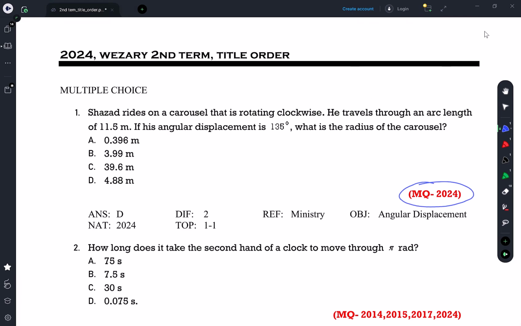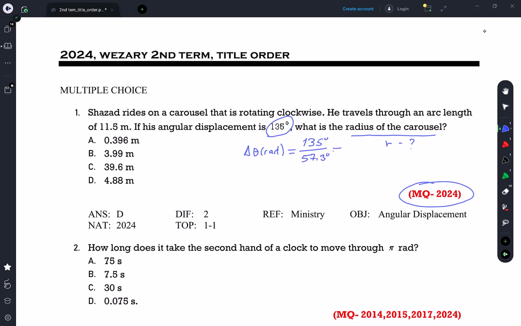Shazad rides on a carousel that is rotating clockwise. He travels through an arc length of 11.5 meters. If his angular displacement is 135 degrees, what is the radius of the carousel? That is the question. Since the angular displacement is in degrees, we first have to convert it into radians. Easiest way: divide the degrees by the measure of 1 radian, which is 57.3 degrees.